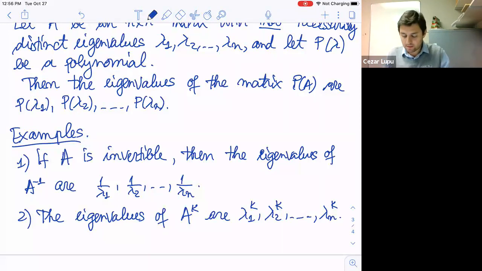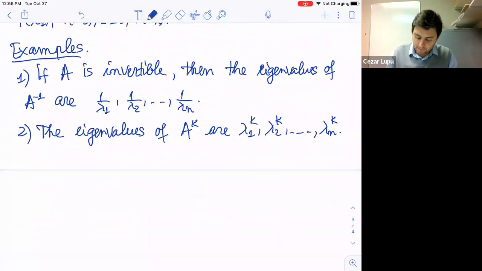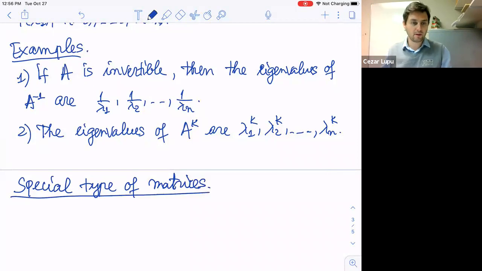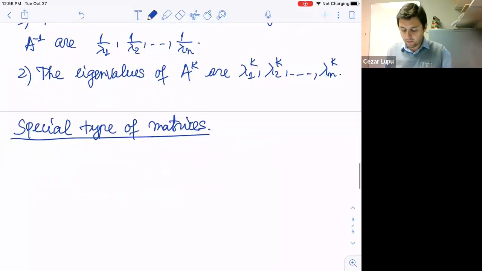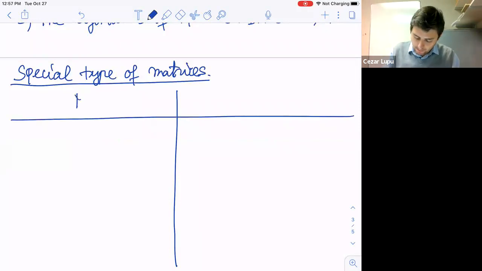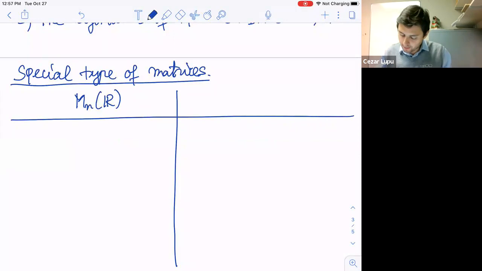All right, now let's talk about special types of matrices. And moreover, I'll be interested to see what kind of properties they have with respect to the eigenvalues of the matrix. So I'm going to draw the following chart. I'm going to put here Mn of R, so I'll have matrices with real entries, and here I'll put Mn of C with complex entries.